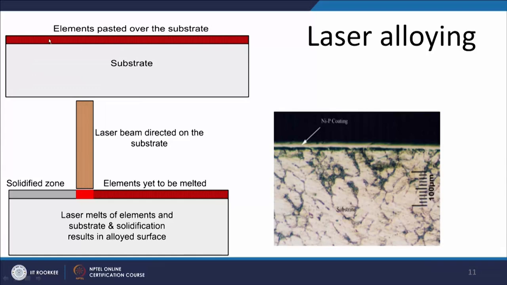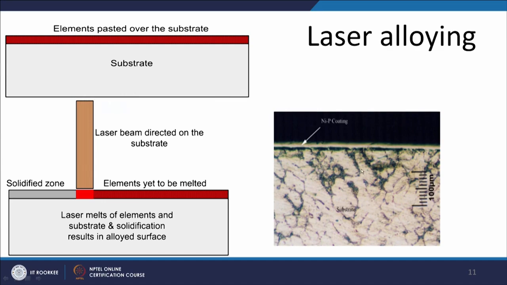This is what we can see here in laser alloying. This is the substrate, and the element to be introduced is applied in the form of a paste over the substrate, and then the laser beam is passed. Wherever there is a laser beam, there will be molten state mixing of the substrate material with the material placed over the substrate, and after solidification we get the modified zone.